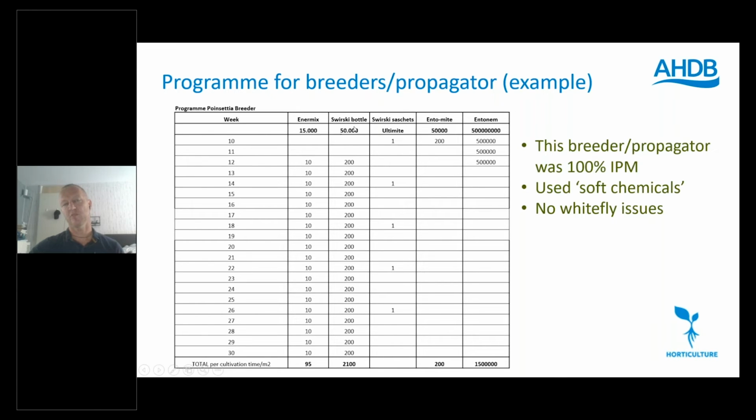And then we have the Swirskii bottles. You can spray them or blow them into the crop. They start in week 12 with 200 per square meter. So that's a lot, but you need it. And also they put in Swirskii sachets, 1 per square meter every 4 weeks, because one sachet has a lifetime of 4 weeks. And you see the Entomite and the Anthonomus are only for thrips control. So this is a general program for breeders propagators.